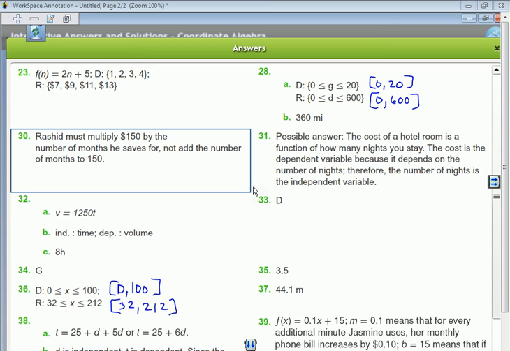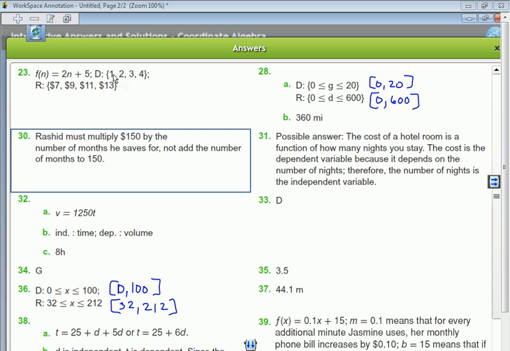All right, so on 207, we started with number 23, which said a mail order company charges $5 per order plus $2 per item. So $5 for the order and $2 for each item, up to 4 items. So our domain can contain 1, 2, 3, or 4 items. Now, we can't sell 1.5 shirts. So this is not a continuous domain. We have to give those discrete 1, 2, 3, 4 elements there.